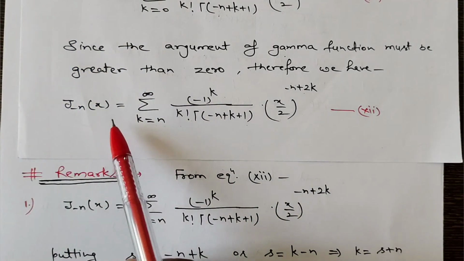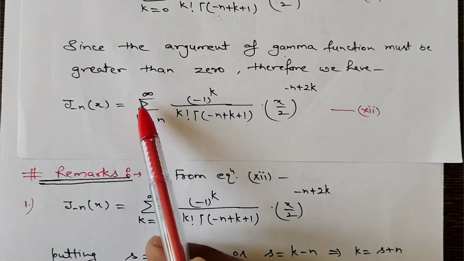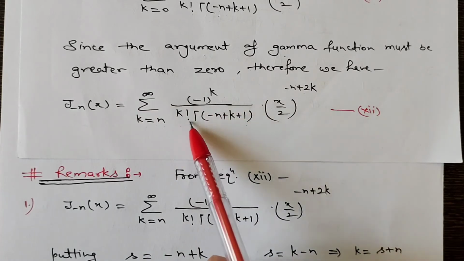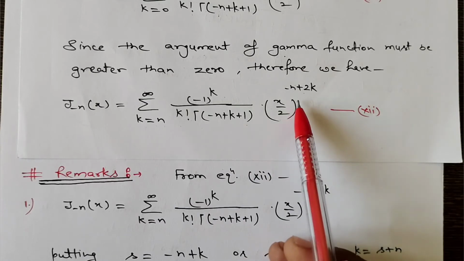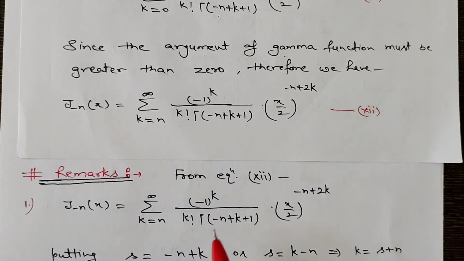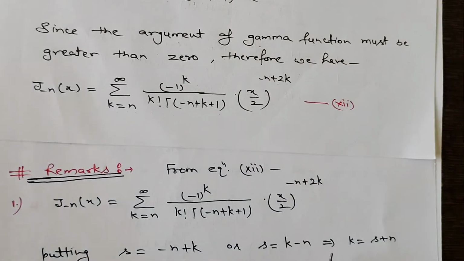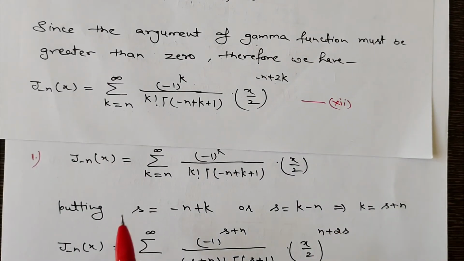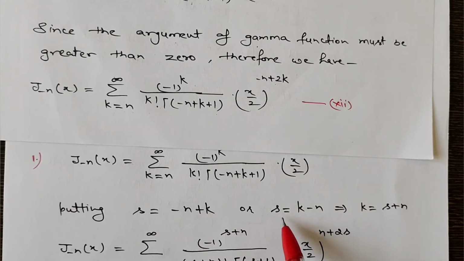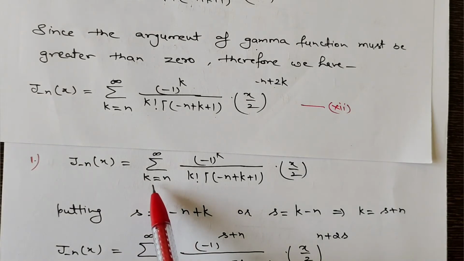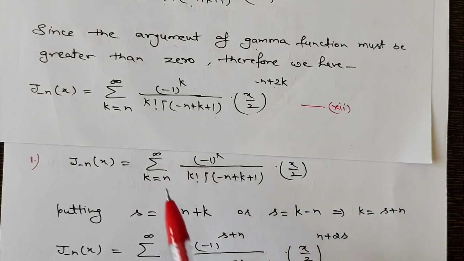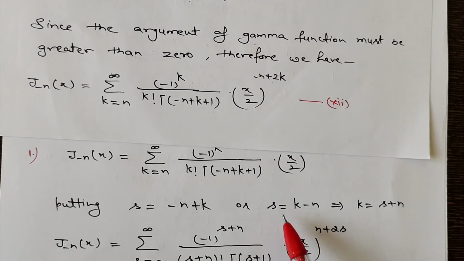It is summation over k going from n to infinity (-1)^k / (k! Γ(-n+k+1)) (x/2)^(-n+2k). So from this equation we can replace the variable. I put s equals -n+k, or you can write this as s equals k minus n. So I am replacing this variable. For k, the summation is from n to infinity, and for this variable s, the summation will now run from 0 to infinity. How is it?